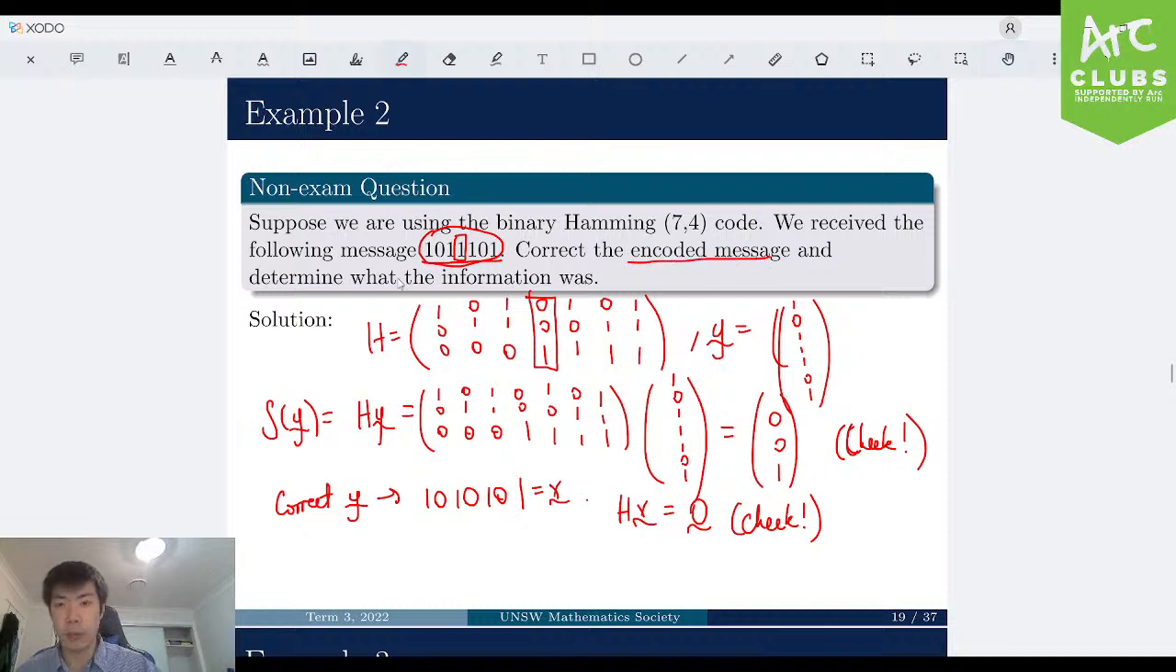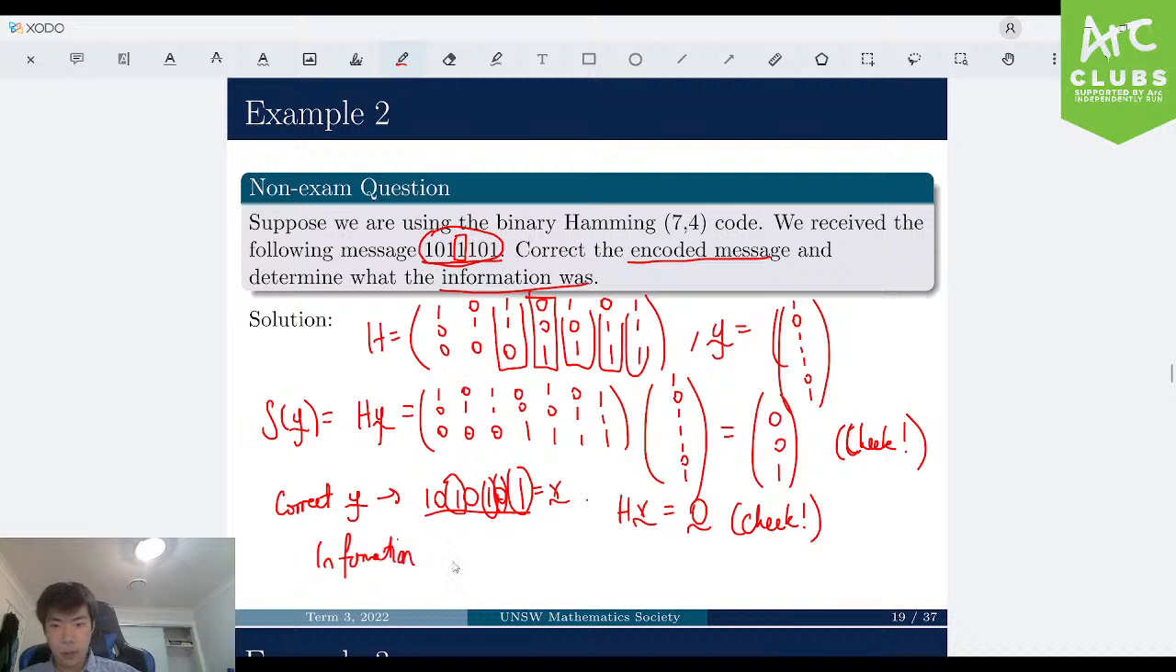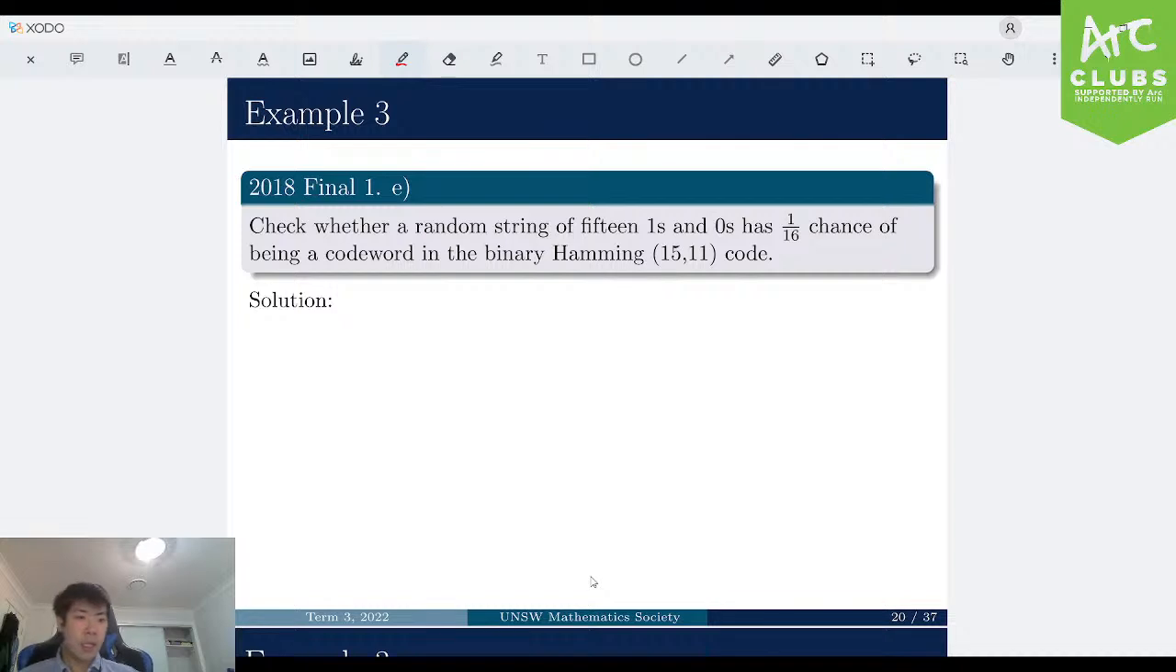Now we're not quite done yet. We now have to determine what the information was. Well, if this was our encoded message, recall that the information bits are in the positions where we have dependent columns, right? So that would be positions 3, 5, 6, and 7. Yeah? And so the information that was intended to be sent is 1, 1, 0, 1. Okay? That's example 2.